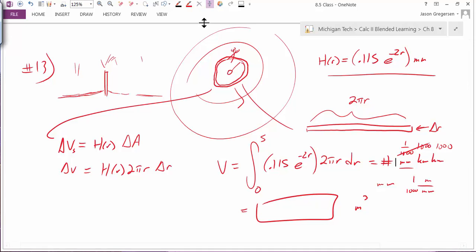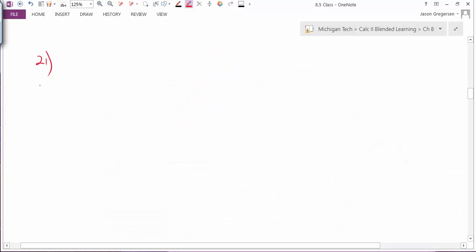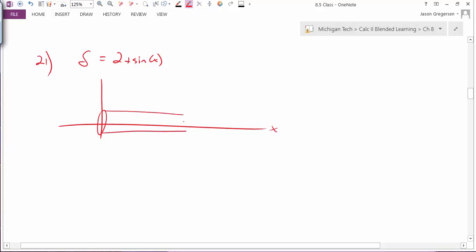21. All right, a rod with density equal to 2 plus sine of x lies on the x-axis between 0 and pi. So I have my x-axis here. I have my thin rod that goes like this, and it ends right here at pi. And that's its density. Find the center of mass of the rod.